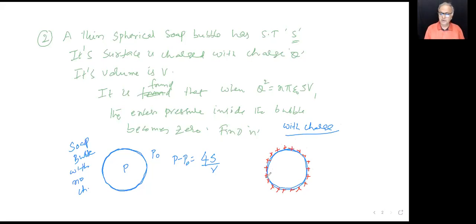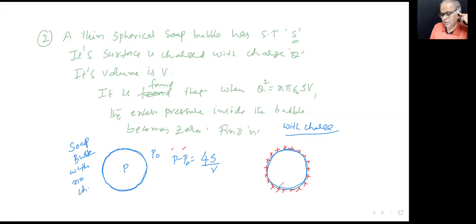Now, once charge is given, what is going to happen? There will be pressure developed because of this excess charge also. Outside the pressure will not change. This P and P0 are still the same. That doesn't change. Placing charge will also cause pressure in the film. That's what you need to understand.